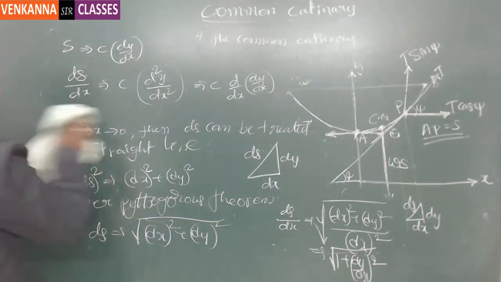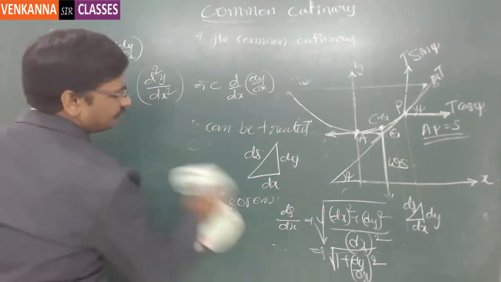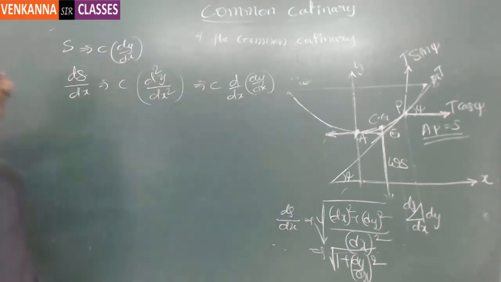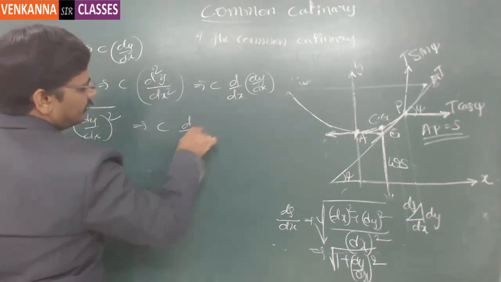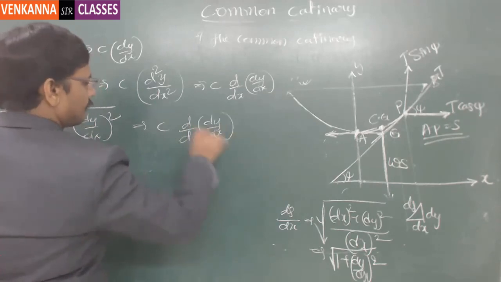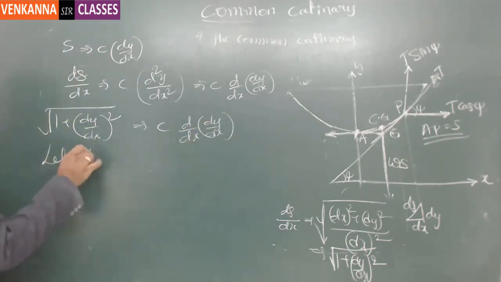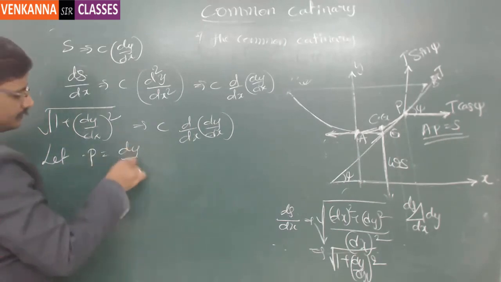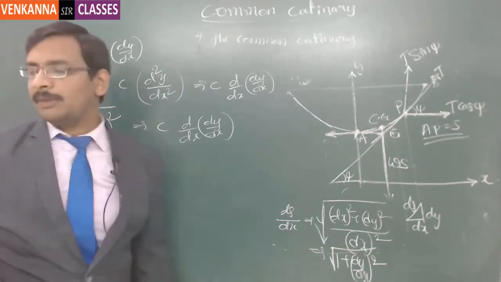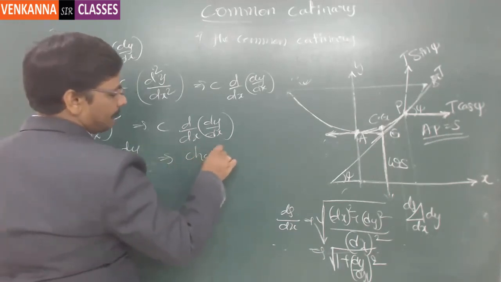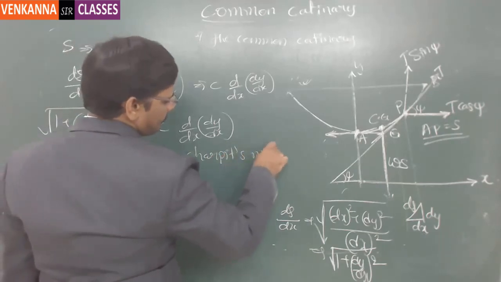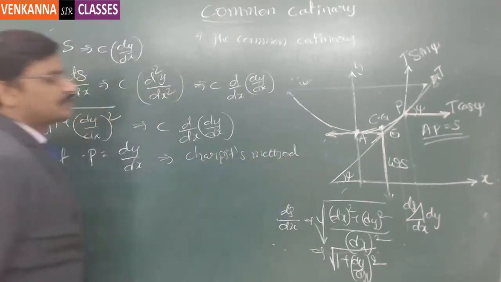Okay. So now, if you put this relation in the above equation, what we are going to get is, ds by dx can be replaced with square root of 1 plus dy by dx whole square, is equal to c times d by dx of dy by dx. Now let p is equal to dy by dx. So this is a new parameter we have introduced here, and this method of introduction is called the Char-Pit method, Char-Pit's method of solving differential equations.